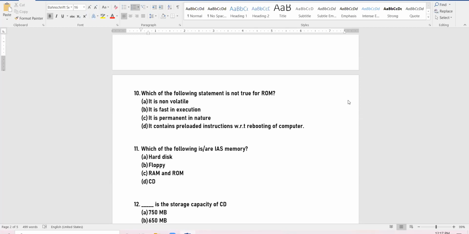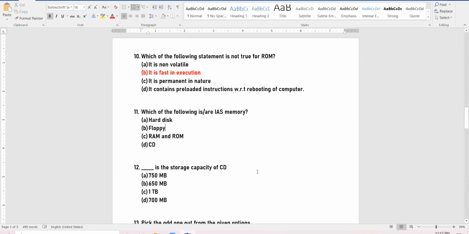Anshya, you tell correct answer. Unmute yourself. Sir, option B, it is fast in execution. Yes, very correct. The B option, it is fast in execution. So I think you people all have understood the chapter very carefully. That is why you all are able to give the answers. Very good. Good response by 9C.